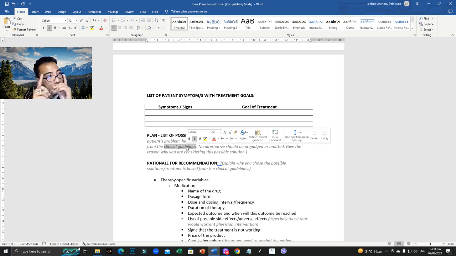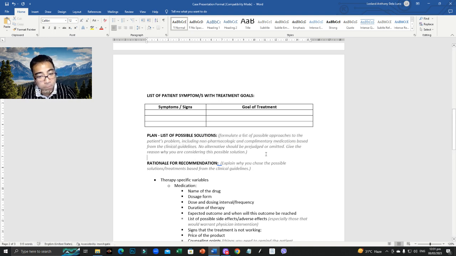Okay, halimbawa, patient has for the peptic ulcer disease, patient will be using ranitidine, kung anumang dose, ganyan. Isusulat nyo, class, anong page sa clinical guideline, makikita yon. Okay? Or, during your presentation sa slides, okay, yung katulad ng ginagawa natin, binabox nyo sa clinical guideline. Okay, binabox nyo yung sagot doon. Right? So, no alternative should be prejudged or omitted. Give the reason why you are considering this possible solution.